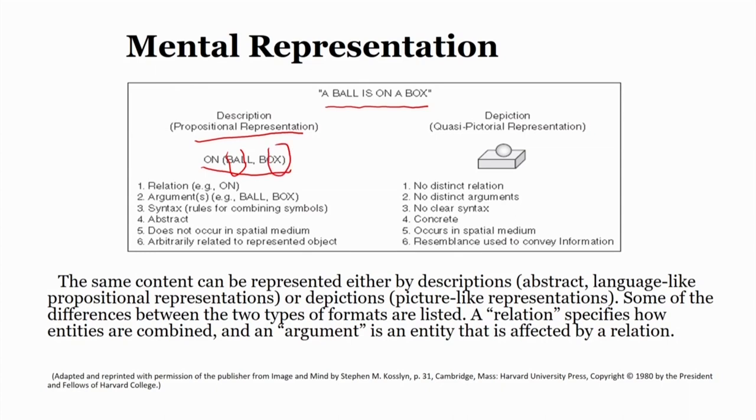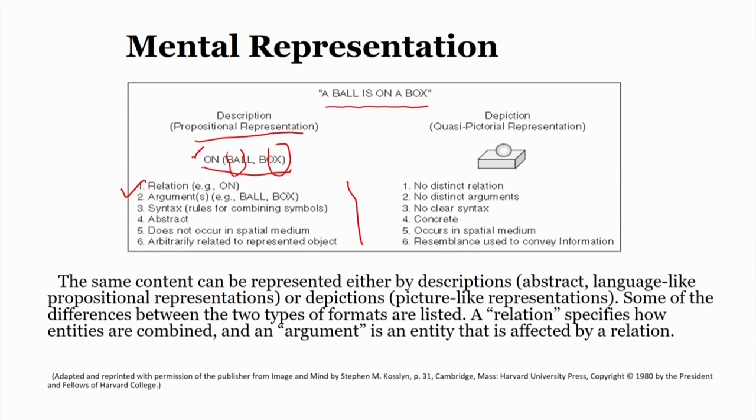So, ball and box are two ideas or two representations which are connected by a representation on, which basically means that something is on something. In this case there is a ball, which is circular in shape, and which is on top of a box, which may be rectangular in shape. So, what this propositional representation explains is a relationship first of all.